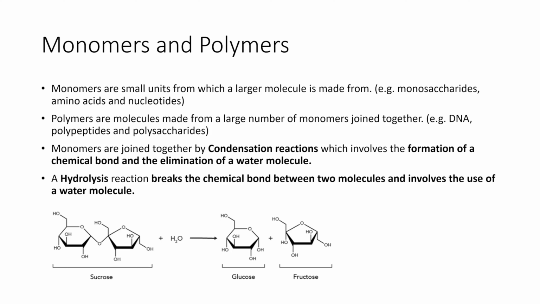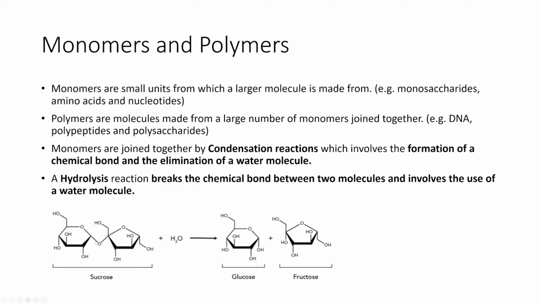A hydrolysis reaction breaks the chemical bond between two monomers and involves the use of a water molecule. So if we look below, we've got sucrose plus water equals glucose and fructose. Now, this shows that sucrose is made up of glucose and fructose, meaning sucrose is a disaccharide. Now, the bond, which I am circling my cursor around right now, this bond here is called a glycosidic bond, and that is formed between the condensation between two monosaccharides, or between the monomers, glycosidic bonds form.